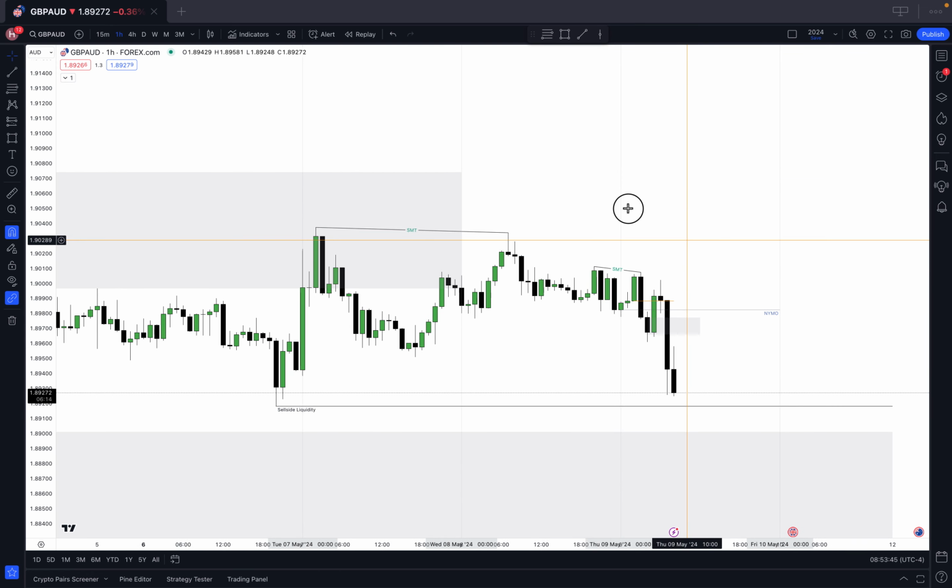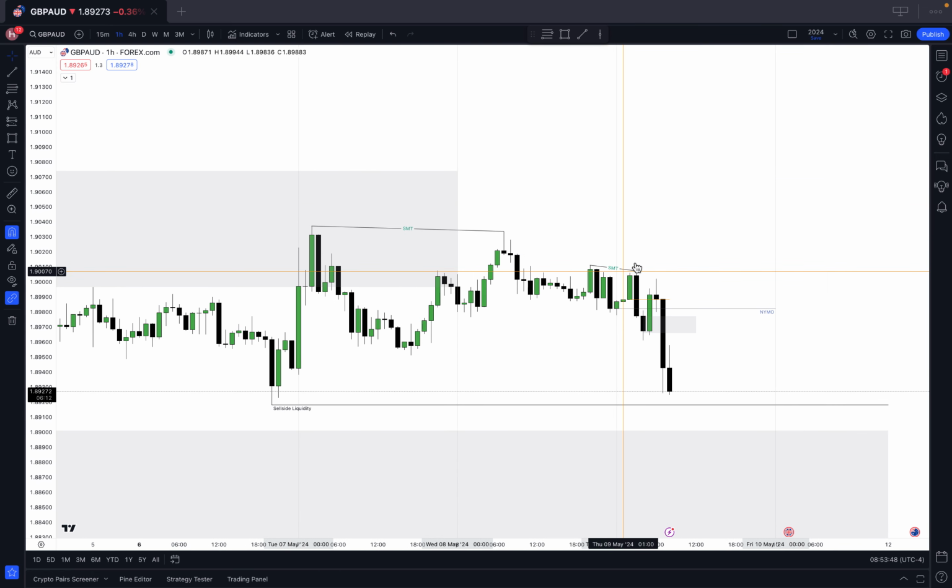Whilst we have this SMT here, because euro has taken this high, sterling isn't going to come back up to this high. So you basically come from the daily, you have an hourly SMT here. This is almost like your protected high, because euro has already taken that high. So basically, you're going to be shorting from here.